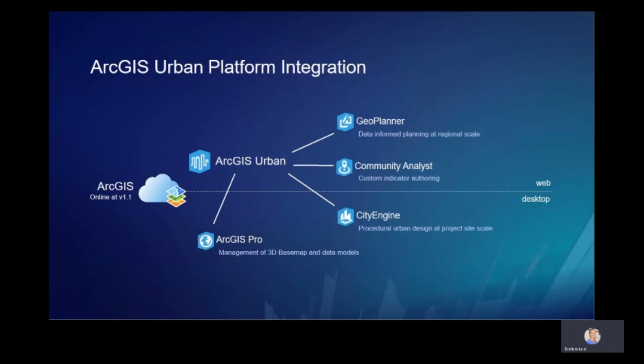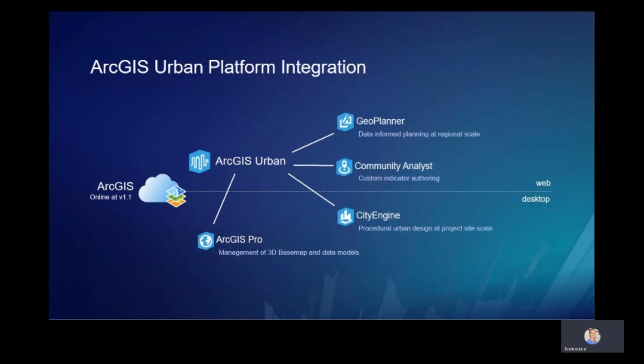Then we also have Esri City Engine, which is one of the main 3D applications that mainly uses procedural rules, what we call computer generated architecture, CGA rules, to be able to generate 3D models. So once you're done with your 3D designs in City Engine, then you can also publish that to ArcGIS Online, and that can be utilized in ArcGIS Urban.